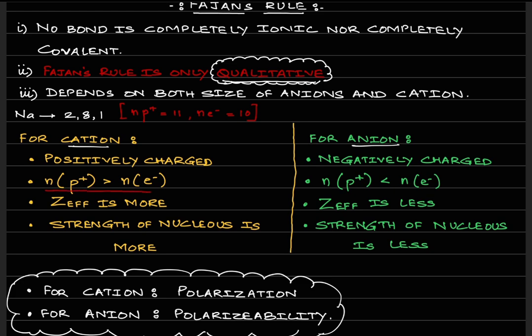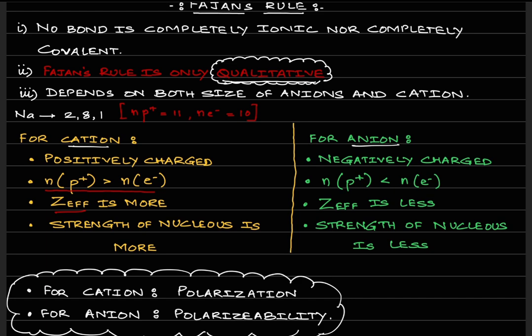Therefore we can say that the number of protons is definitely more than the number of electrons, because of which the nucleus becomes more powerful. What you would observe is that the effective nuclear charge, which we refer to as Z effective, would be very strong. Now, if the effective nuclear charge is increasing, definitely what would happen to the size of the cation?